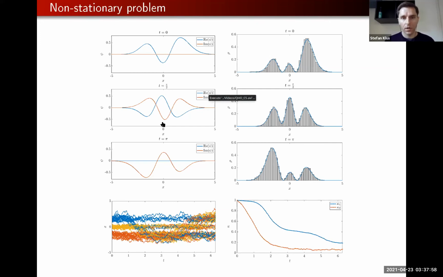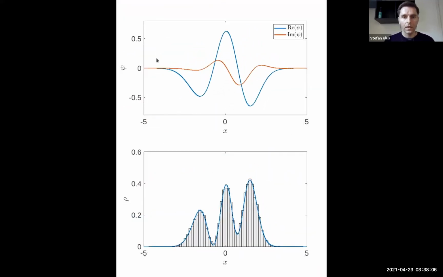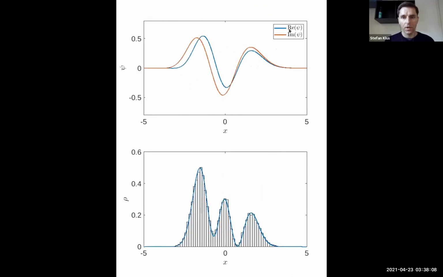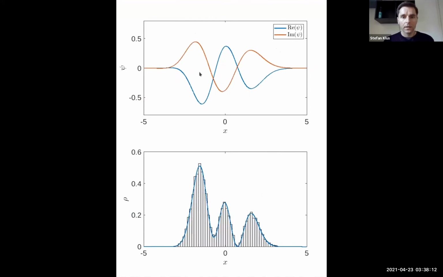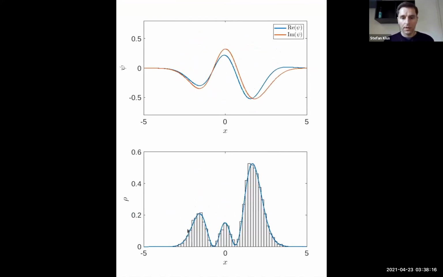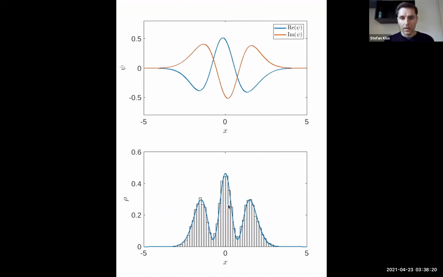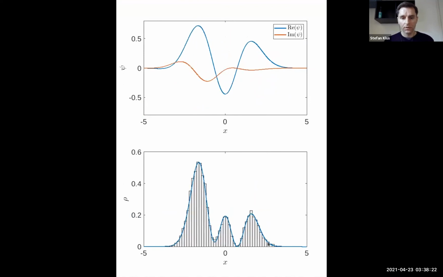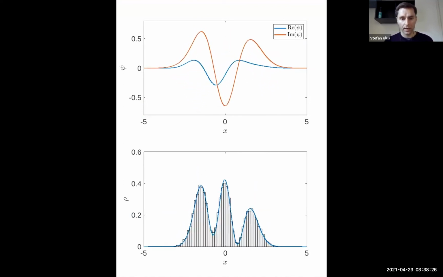I just want to show a simple example. This is now, again, the quantum harmonic oscillator. And you can see here the wave function itself. The real part is shown in blue and the imaginary part in red. And in the bottom picture, you can see the probability density. So this is simply the wave function squared. And in gray, you can see this histogram. This is now a histogram of the particles which are following Nelson's SDE.